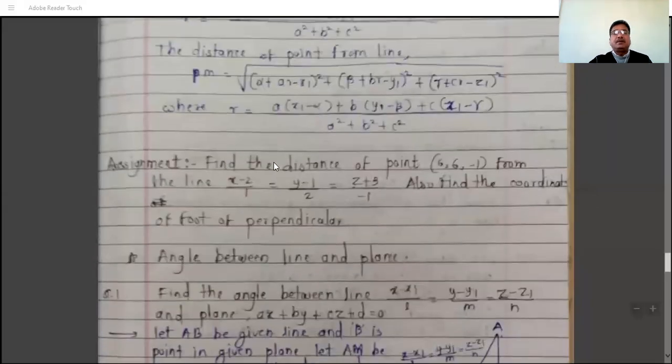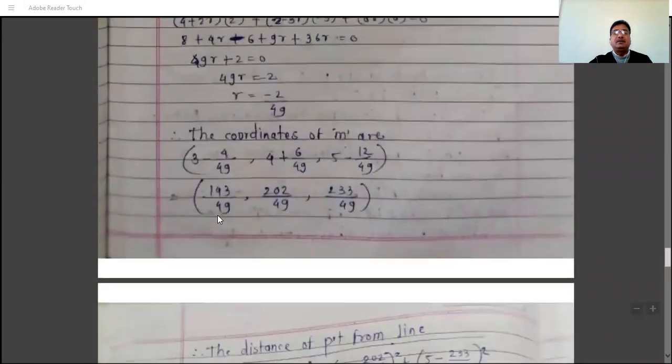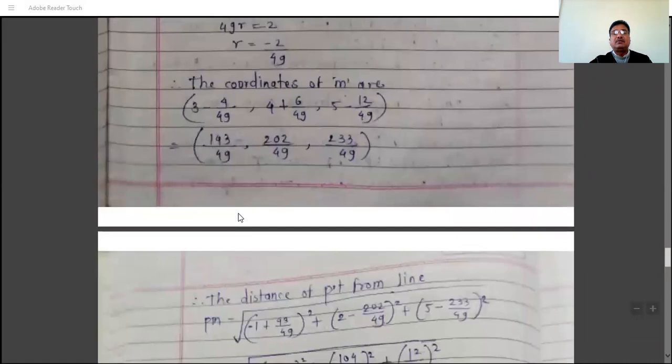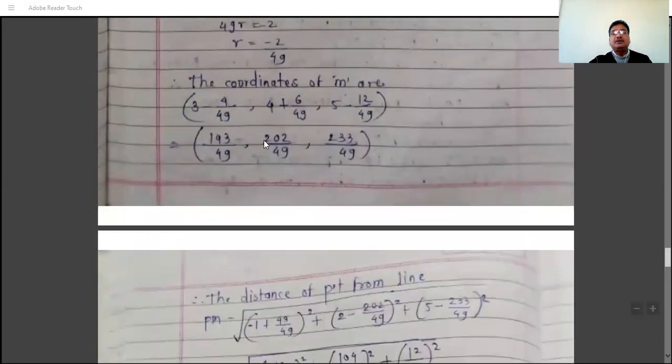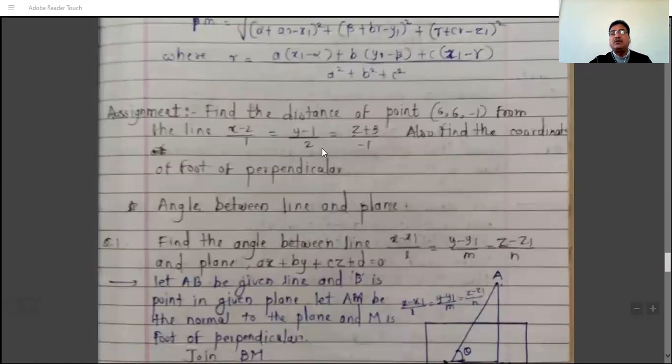Here is the problem for assignment: find the distance of the point (6, 6, minus 1) from the line (x minus 2) by 1, (y minus 1) by 2, (z plus 3) by minus 1. Also find the coordinates of the foot of the perpendicular, that is, the coordinates of the point M. So the procedure is to find the coordinates of the foot of the perpendicular, and then by using the distance formula find the distance.